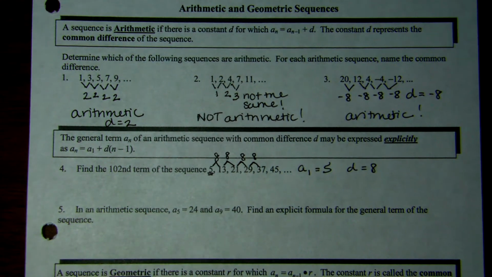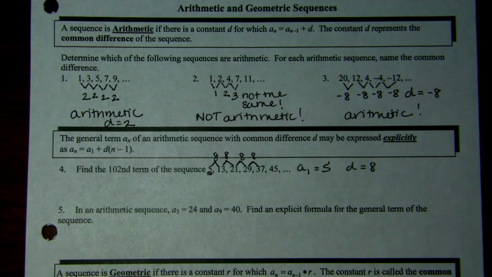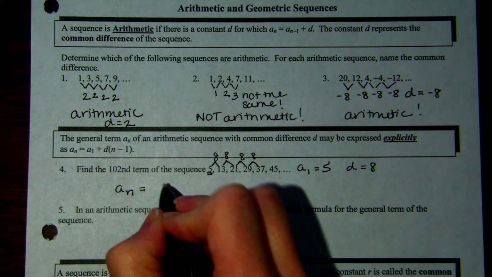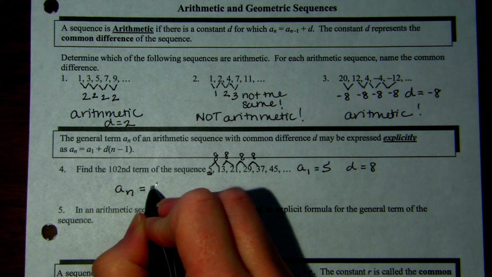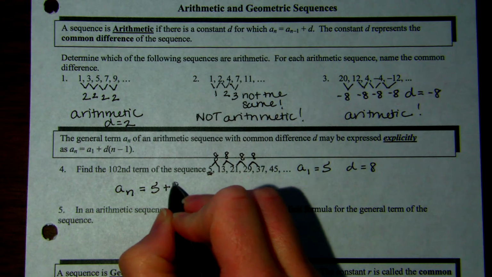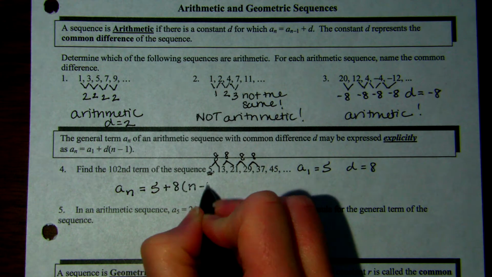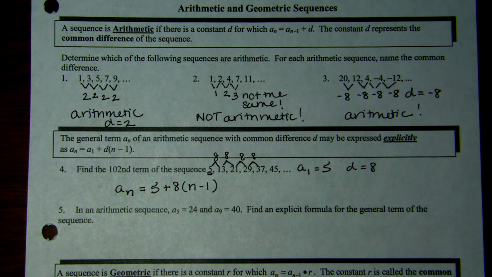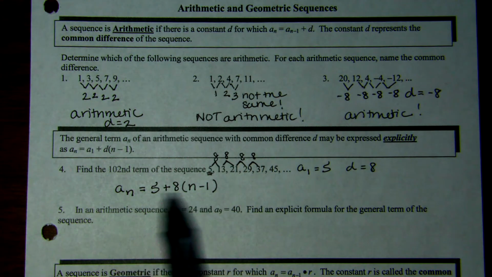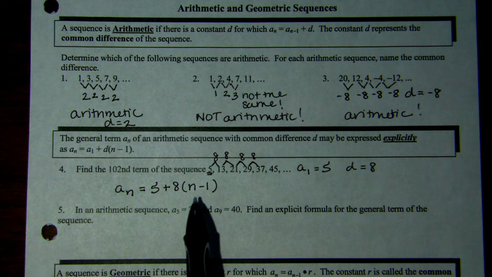And so we can write our formula: a sub n equals my first term, which in this case is 5, plus my common difference, which is 8, times n minus 1. And a sub n stays there because that's the term we're looking for. So that's always going to be something we're looking for. And n stays there because that's the location of that term. So those two variables stay in our equation.